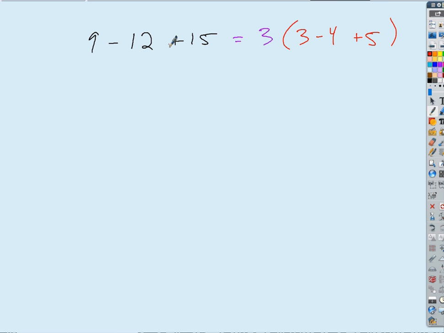Yeah, because if this is an equation, let's prove it. 9 minus 12 is negative 3 plus 15 is 12, right? How about over here? 3 minus 4 is negative 1, plus 5 is 4, times 3 is 12. So we need that 3 there, don't we, to get an equal number on the left and the right side of the equation. Agreed? Okay.